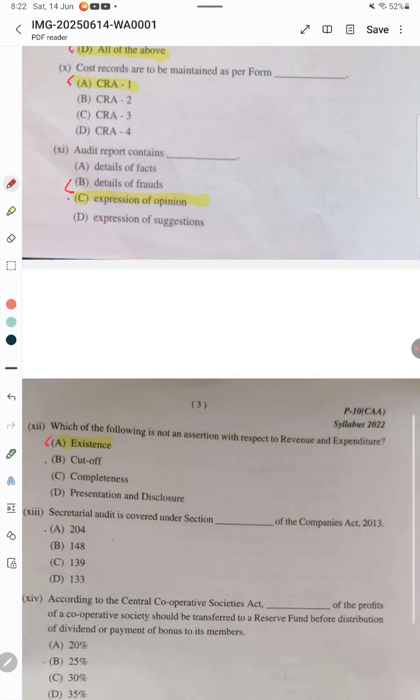And then, secretarial audit is covered under section dash of the Companies Act. So Section 204 of the Companies Act is the correct answer. Please make note of it. As per sub-rule 2 of Rule 9, the format shall be in Form MR-3, to be issued by the company secretary in practice. So 204 is the correct answer. A is the correct answer. Please make note of it.